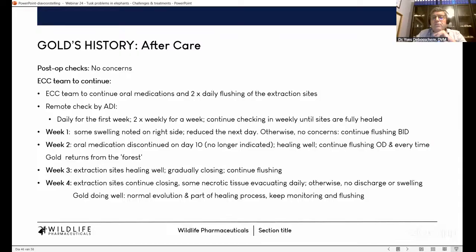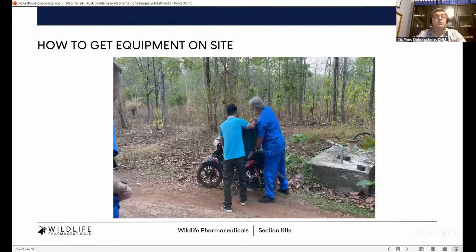In the first week, some swelling was seen, which is completely normal. The oral medication was discontinued at day 10, so we gave no more painkillers. That was not necessary anymore. They kept on flushing it every time he came back from the forest to get the debris out, and little by little we could see that it was good.